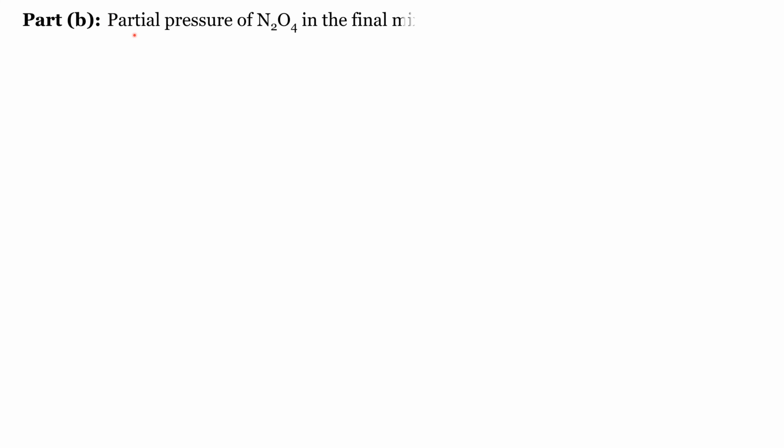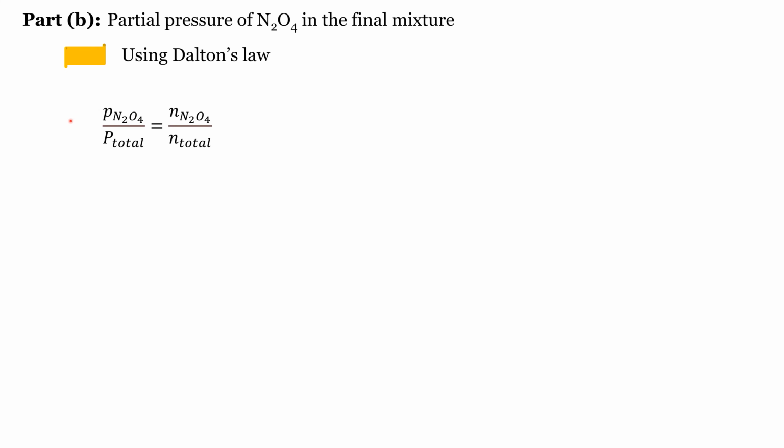Now in part B we need to find the partial pressure of N2O4 in the final mixture. For that we can use Dalton's law. Using Dalton's law we can write the partial pressure of N2O4 divided by total pressure equal to moles of N2O4 divided by total moles. So we will write the equation and the number of moles at time t.